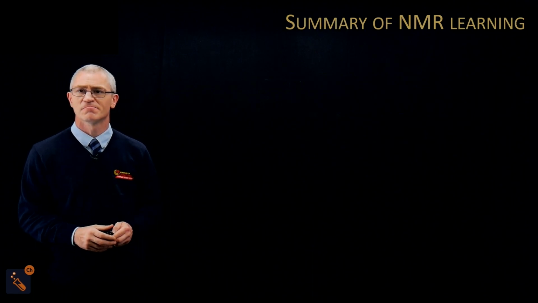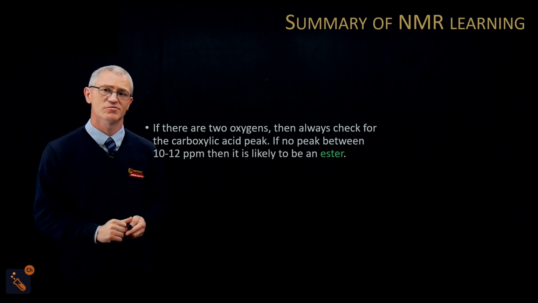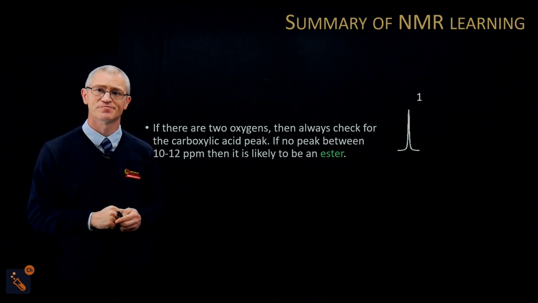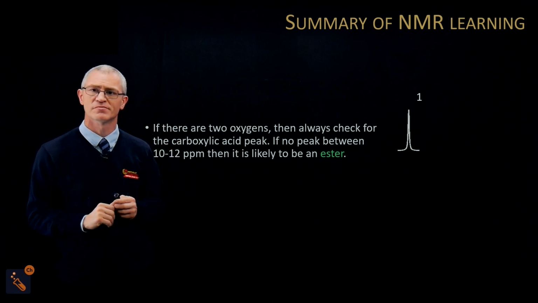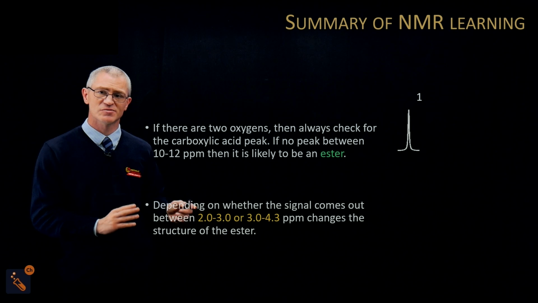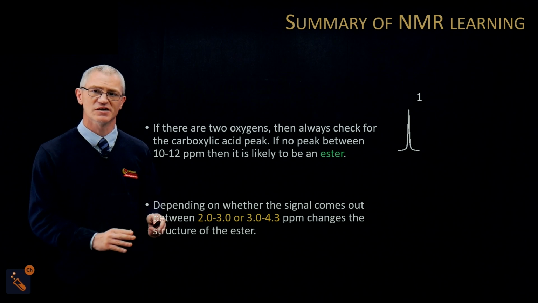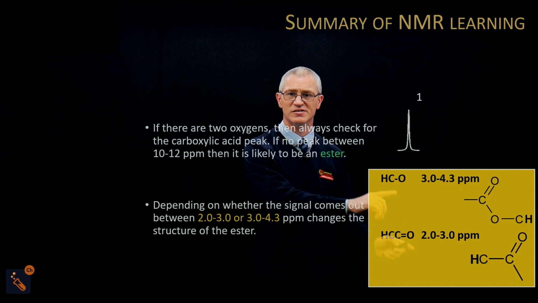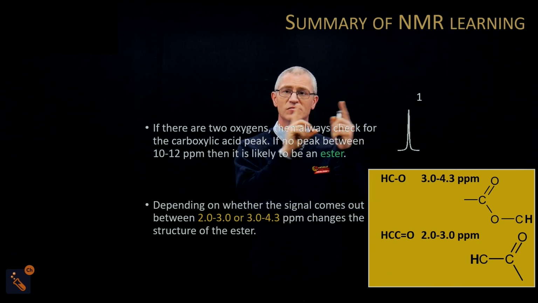Now, to summarise, if there are two oxygens, then always check for the carboxylic acid peak. If there's no peak between 10 and 12, it's likely to be an ester. And it will look just like an alcohol peak does, slightly wider at the bottom with a 1. Depending on whether the signal comes out between 2 to 3 or 3 to 4.3 ppm, that changes the structure of the ester. So remember, these two signals come out in these different areas, and it's really important that you recognise that they are there, because it will change whether your ester is one way or the other.